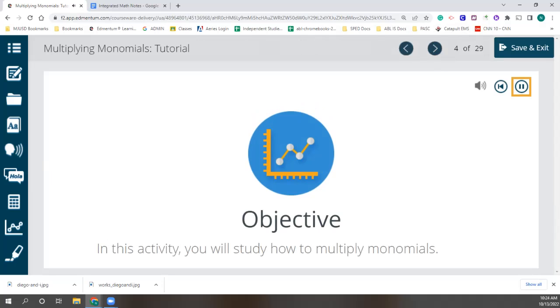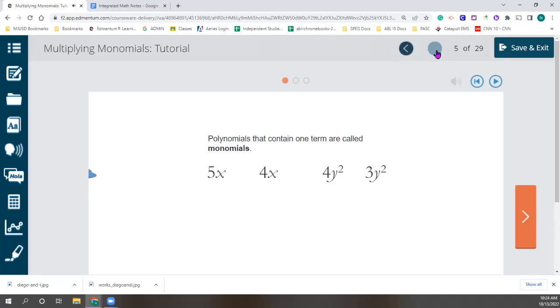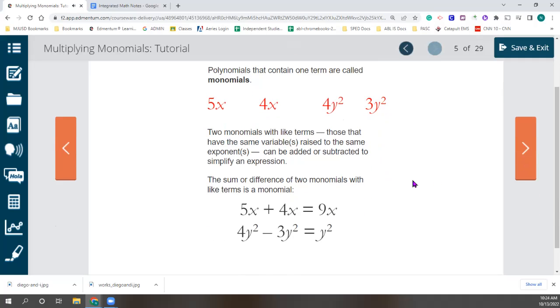In this activity, you will study how to multiply monomials. Polynomials that contain one term are called monomials. So notice the 3 dots. That means I have to click here and go to the next slide. Two monomials with like terms, those that have the same variables raised to the same exponents, can be added or subtracted to simplify an expression. The sum or difference of two monomials with like terms is a monomial.